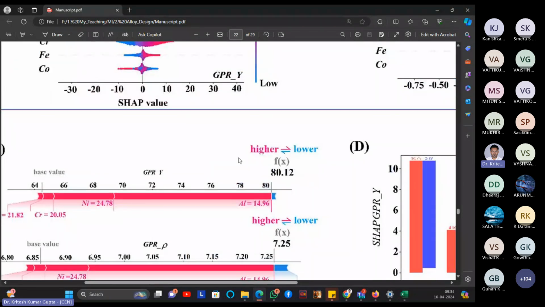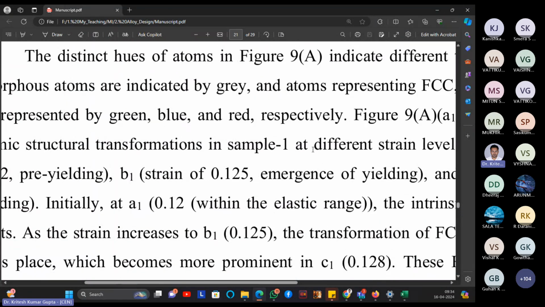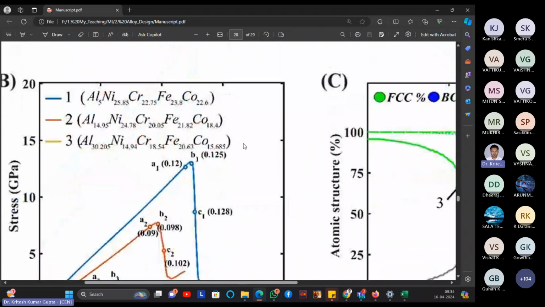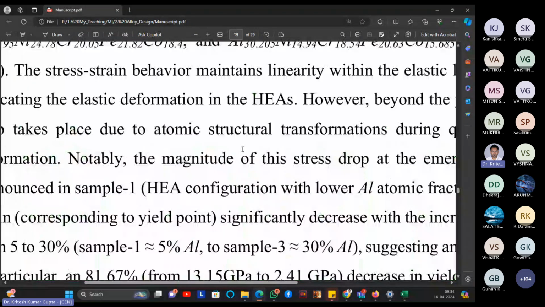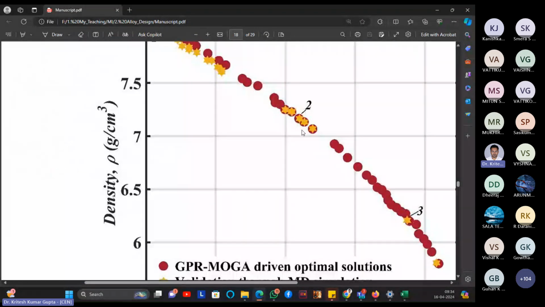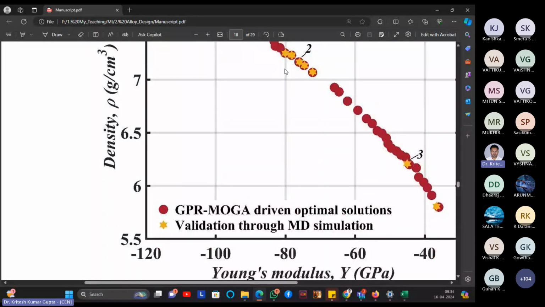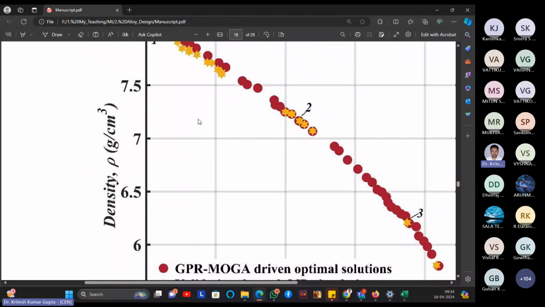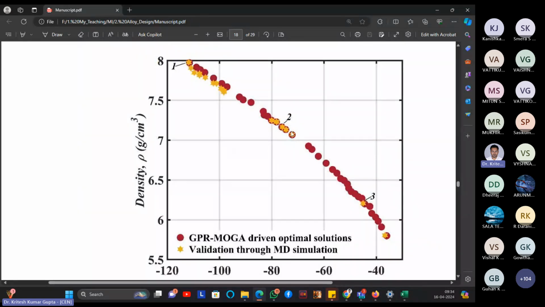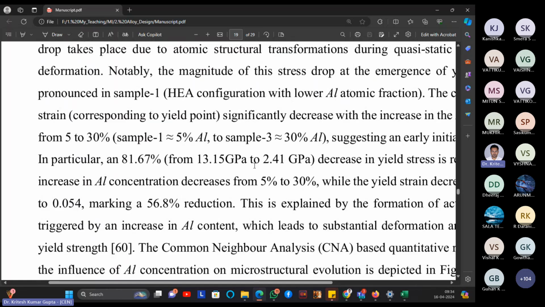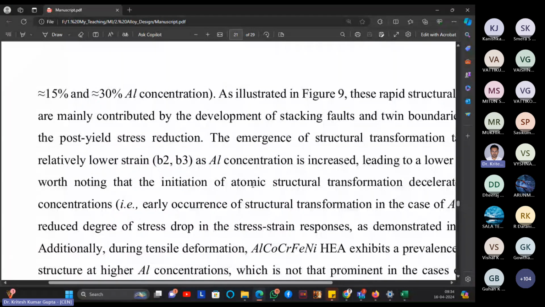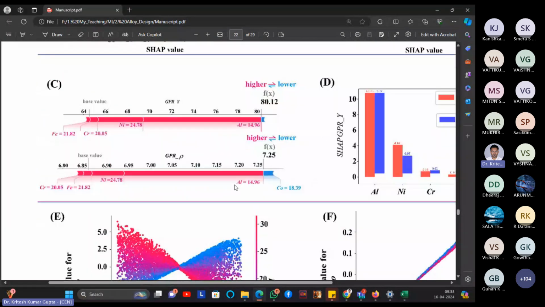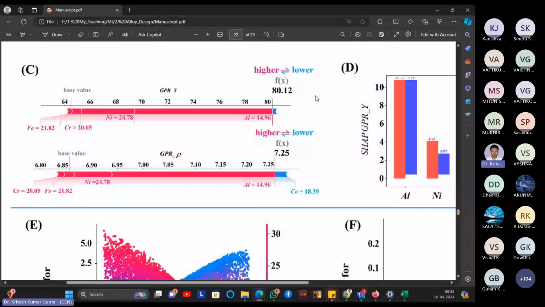So one particular prediction, let's suppose in this plot which I have shown, I am just going with the Young's modulus, that is 80.12, and it would be somewhere here, and the corresponding density would be 7 point something, right? So I want to see how the machine learning model is predicting this. For that I will use this force plot. For one individual prediction, I will use the force plot. So the predictions were 80.12 and 7.25.